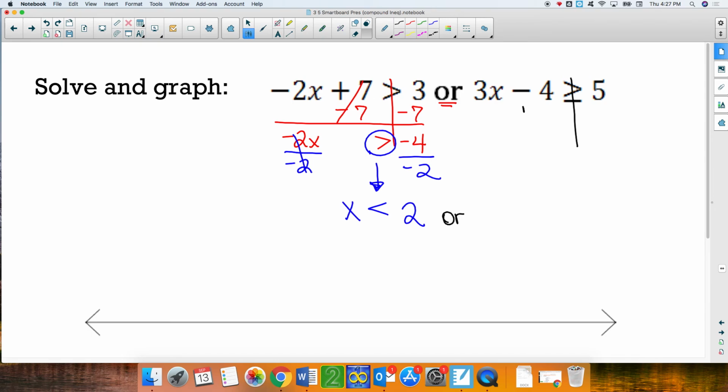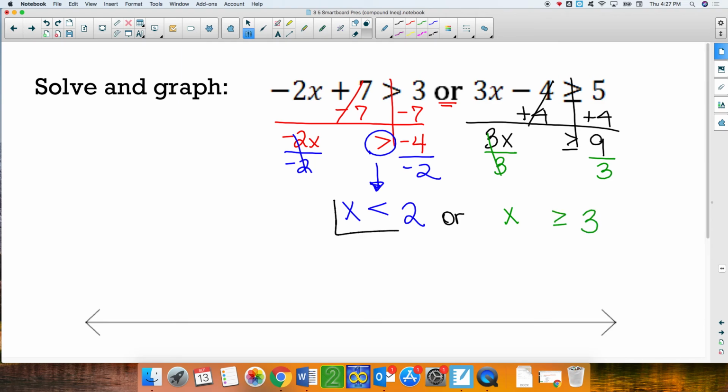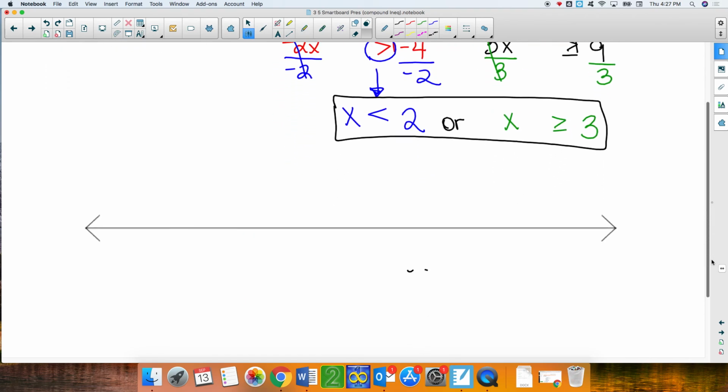Draw in my wall. First step, I'm going to add 4 to both sides. So I have 3x minus 4 plus 4 cancels is greater than or equal to 9. Then I'm going to divide by 3 on both sides, and I have x is greater than or equal to 3. So I have my two answers, and now we're going to graph. So on my number line, I'm going to put a 0, a 2, and a 3.